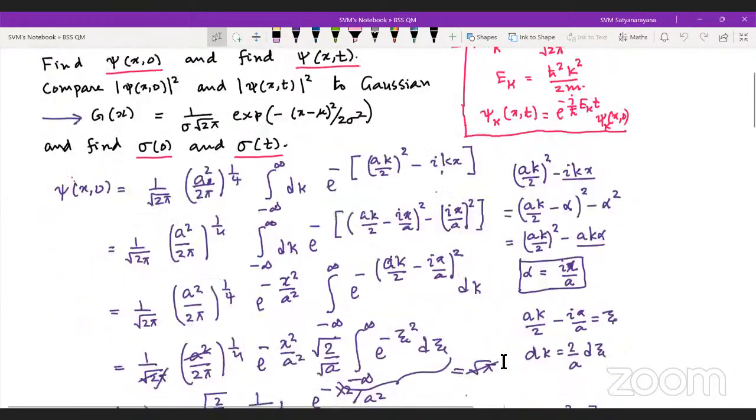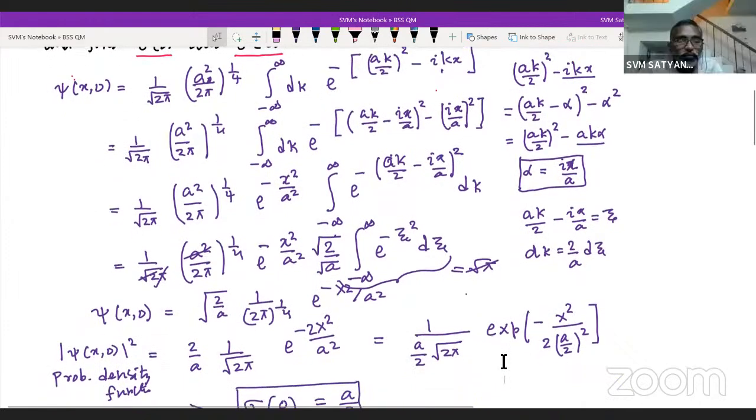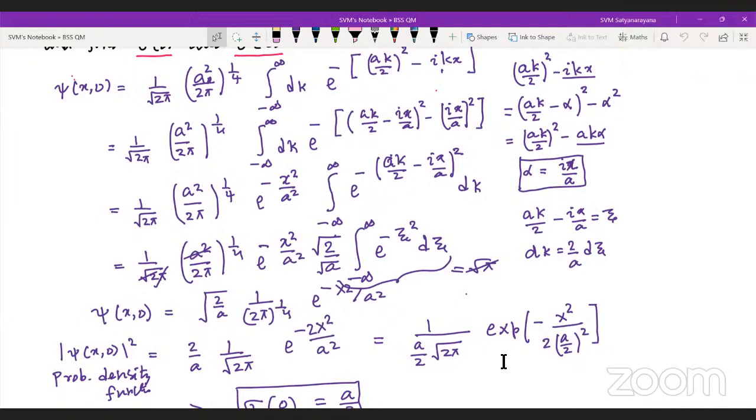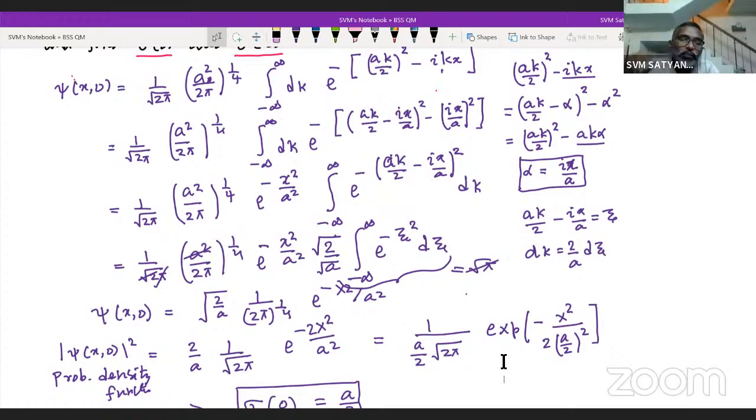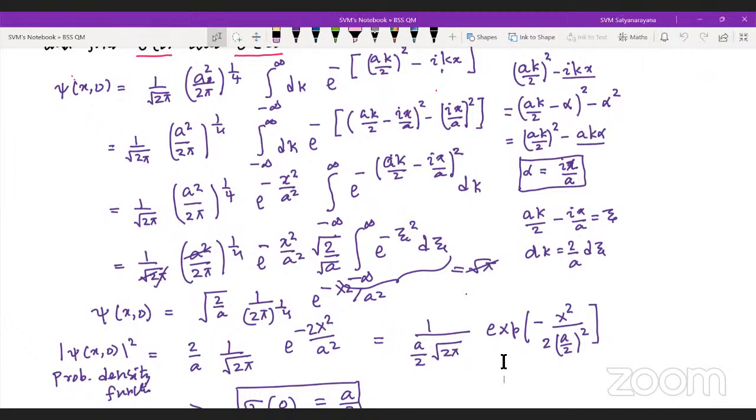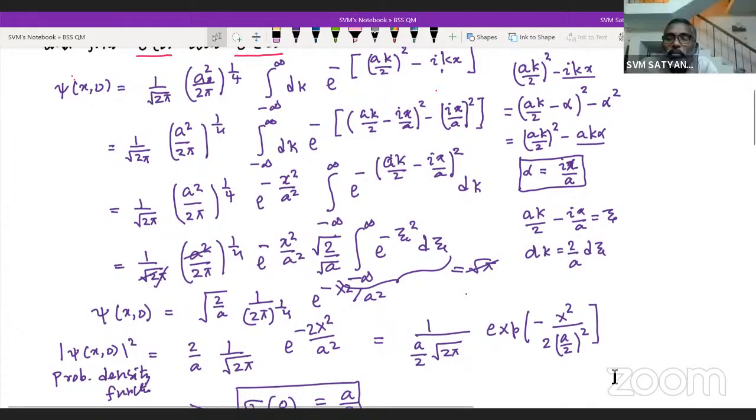So I have e to the minus x square by a square there. When I write e to the minus x square by a square times e to the minus x square by a square, the exponents will add up, right? Okay, so the power will not be squared, just the 2 will add up. Yeah, that's it. It is like e to the x times e to the y is e to the x plus y. Yes, sir, I got it. Thank you. Okay. Any other?